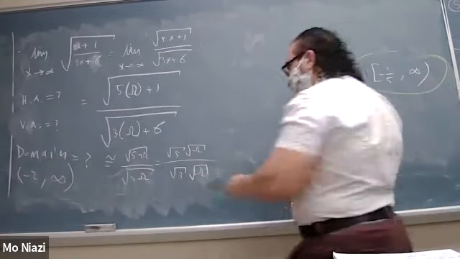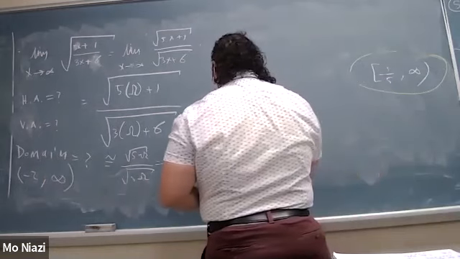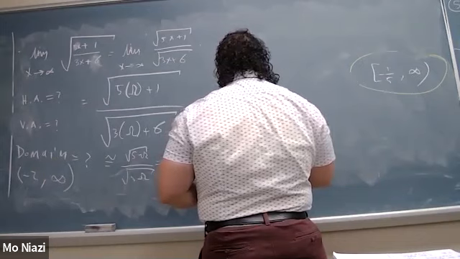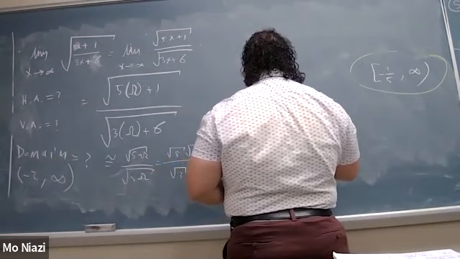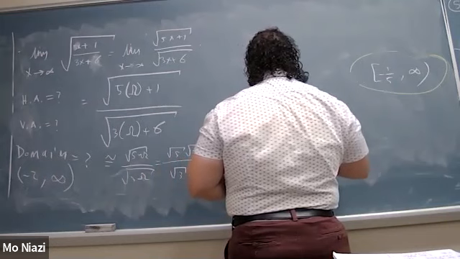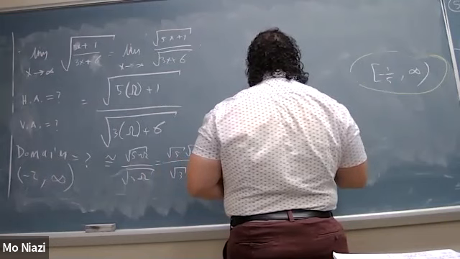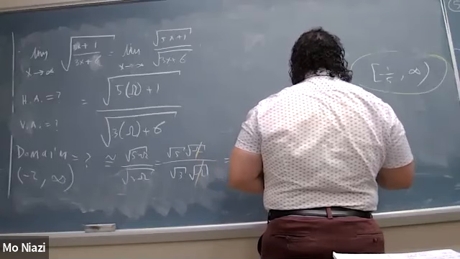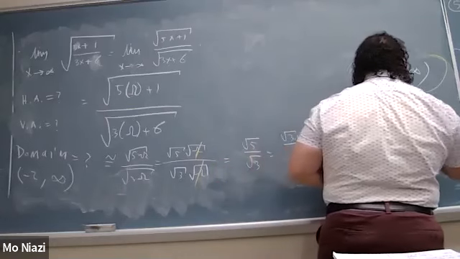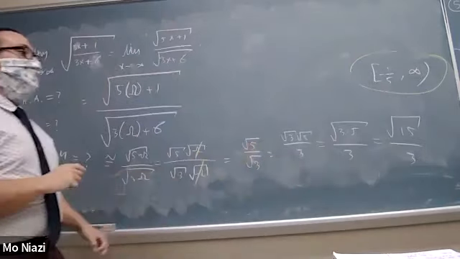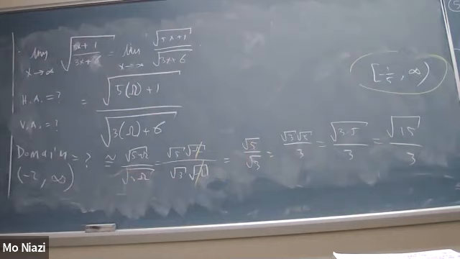Yes, these cancel. So we get root 5 over root 3, which if you rationalize is like root 3 root 5 all over 3. If you then combine them to this, you can just express it like this. That is your horizontal asymptote for x approaches positive infinity.